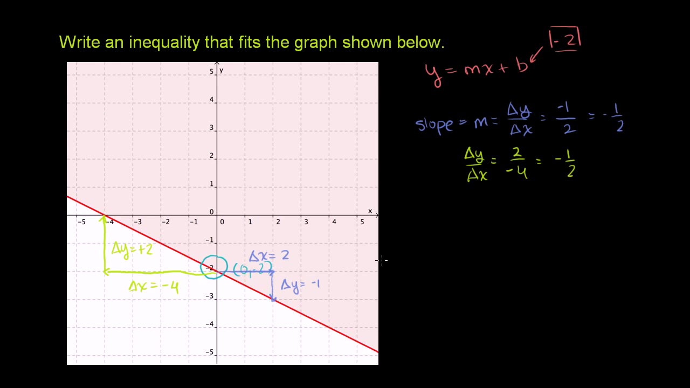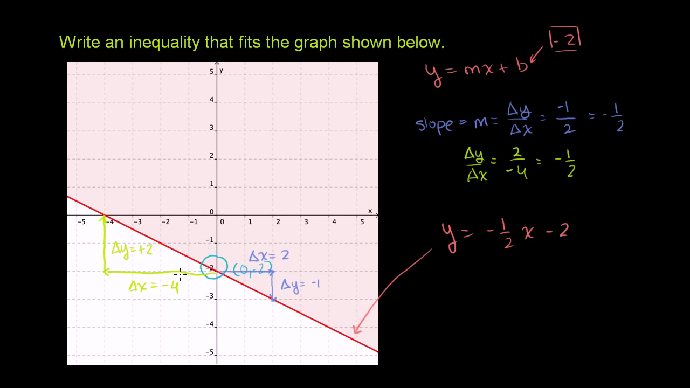It's -1/2. So the equation of that line is y is equal to the slope -1/2 x plus the y-intercept -2. That's the equation of this line right there. Now, this inequality includes that line and everything above it.